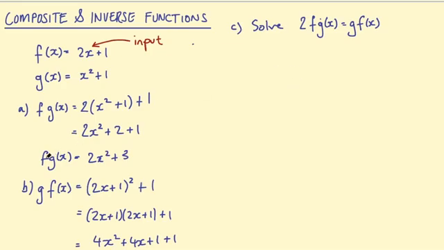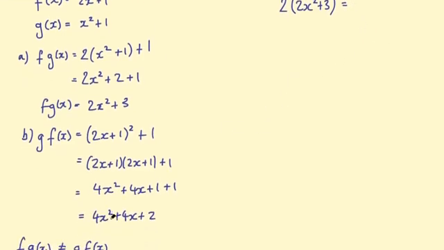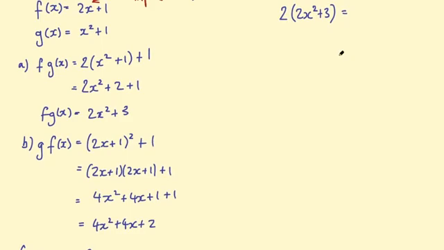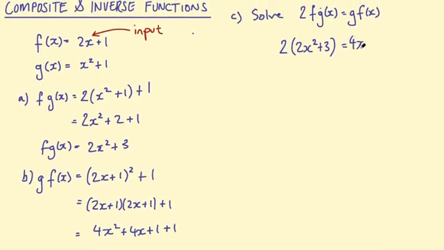So I have f of g, that's 2x squared plus 3. So I need to multiply that by 2. So it's going to be 2 times (2x squared plus 3). And I also have g of f, which is 4x squared plus 4x plus 2. So that's on the right hand side. And now I have my equation. I can go ahead and solve this for x.